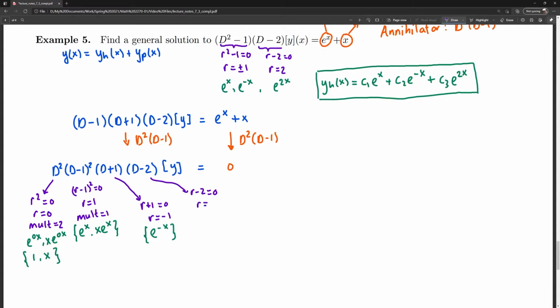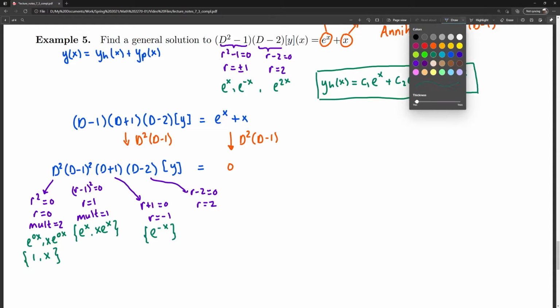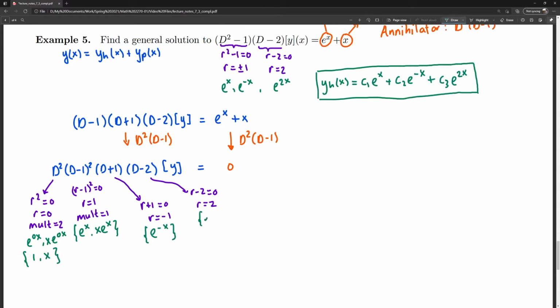So just r equals 2. And the corresponding solution there is e to the power 2x. So now to figure out what the particular solution looks like, we need to get rid of the functions that are already part of the homogeneous solution.